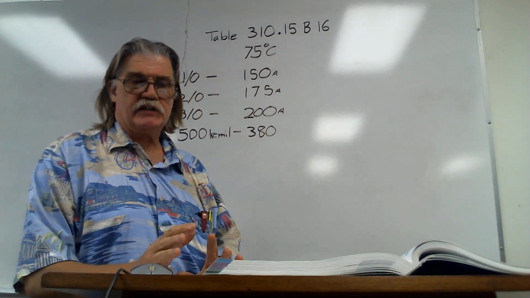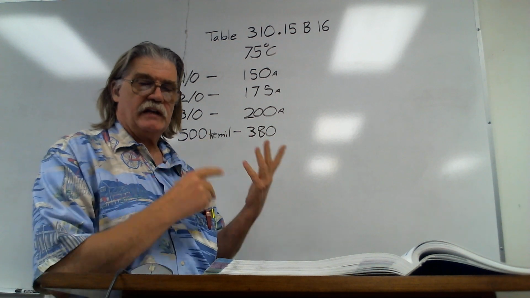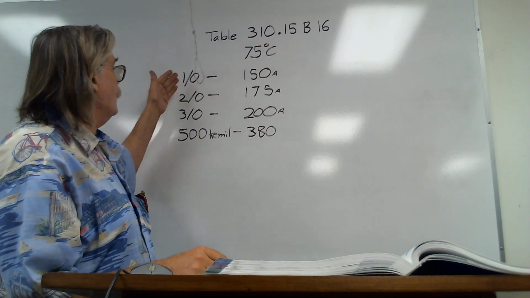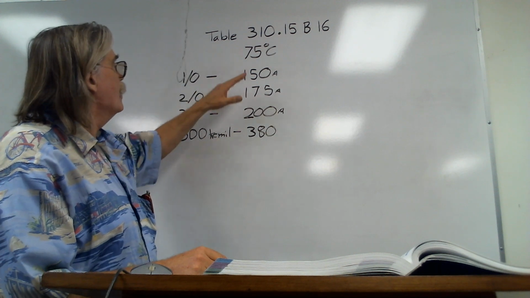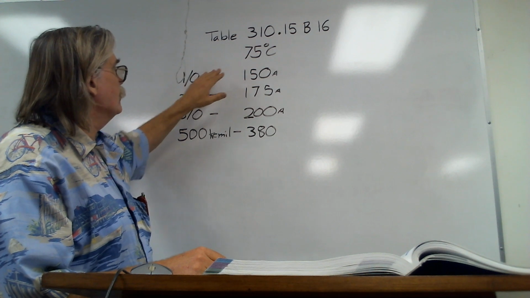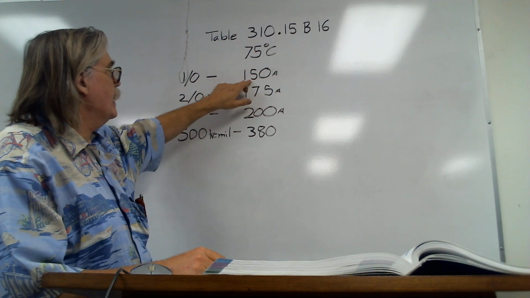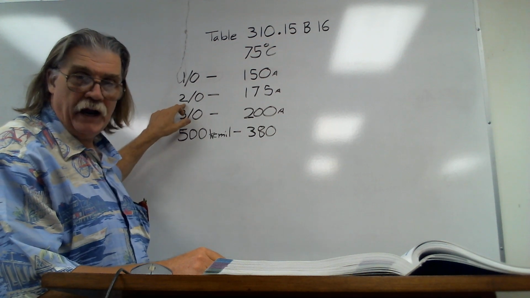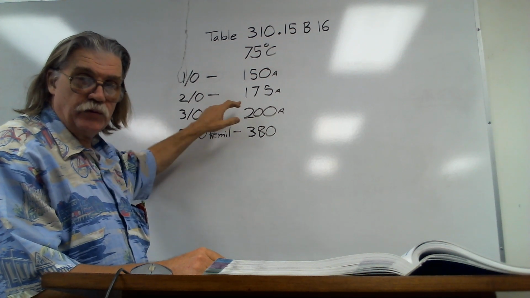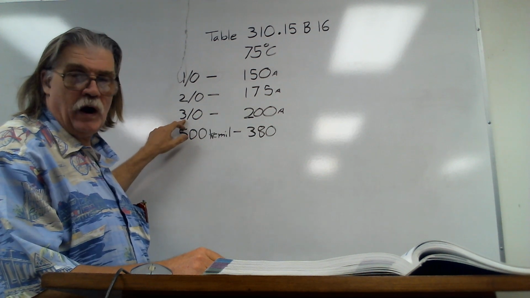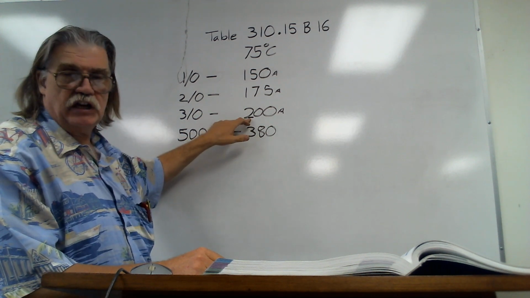Now we are talking services, right? So we're talking the 75-degree column. And if you notice, I've got some of the different size wires up here. We've got 1-aught wire, and if you look in the 75-degree column, it is rated as 150 amps. We have 2-aught wire, and there again, it's rated at 175 amps. We have 3-aught wire, and it is rated at 200 amps.